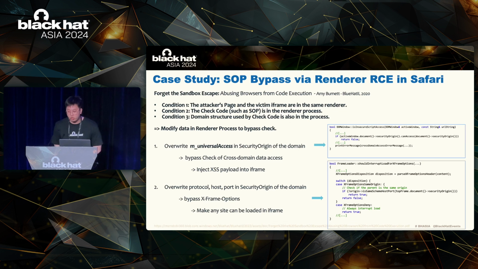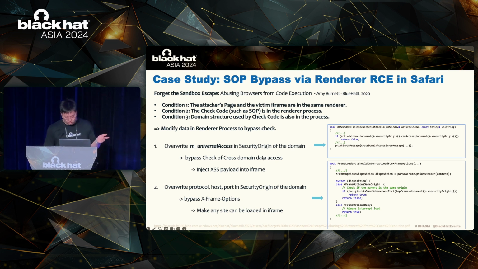There are three conditions of this attack path. The first is that the attacker's page and the victim iframe are in the same render process. The second is that the SOP check is in the render process rather than in the browser process. The third is that the domain structure used by this check is also in the render process. So the attacker can modify data in the render process to bypass the SOP.